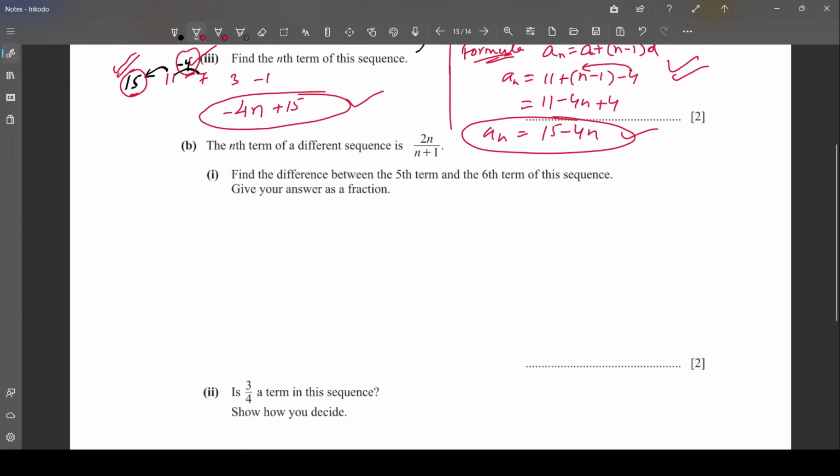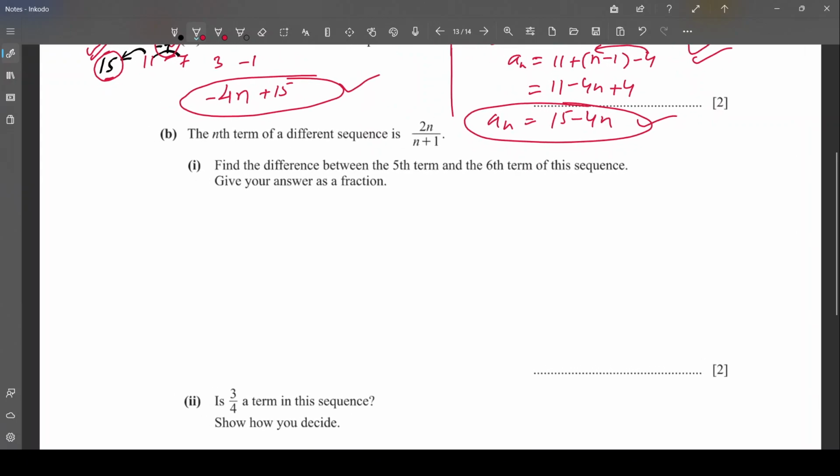The next question is: the nth term of a different sequence is 2n divided by n plus 1. Find the difference between the 5th term and the 6th term of the sequence. This is another sequence given here, 2n divided by n plus 1, and we have to find the difference between its 5th and 6th terms.